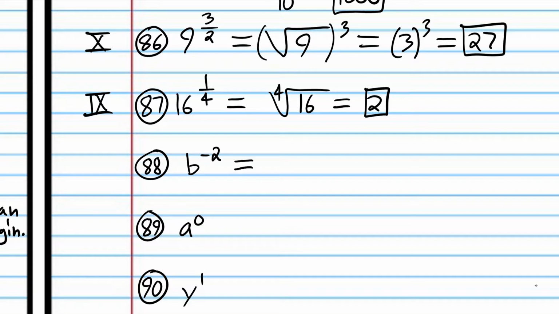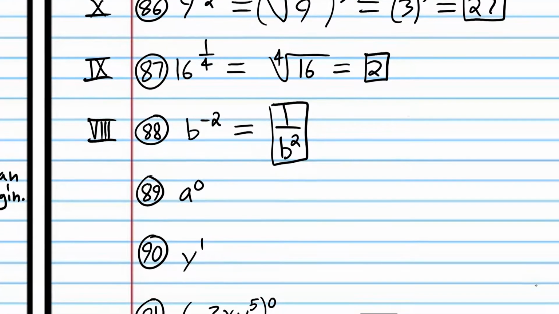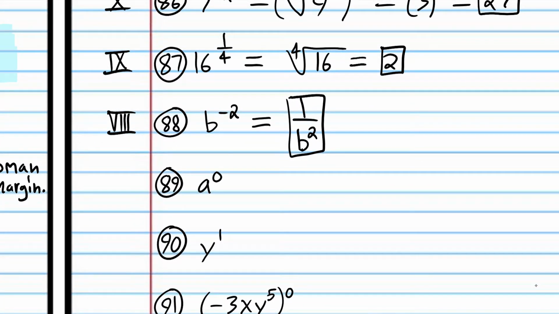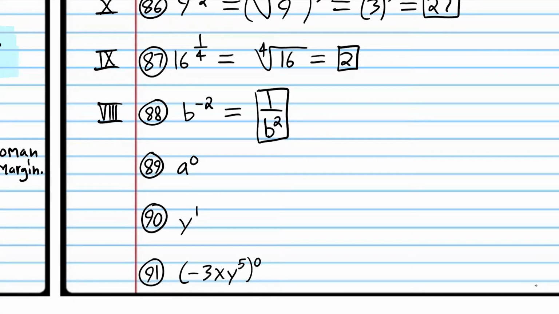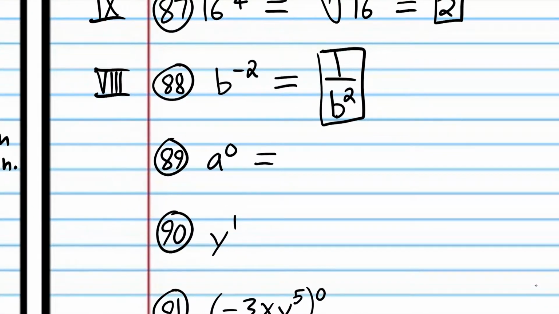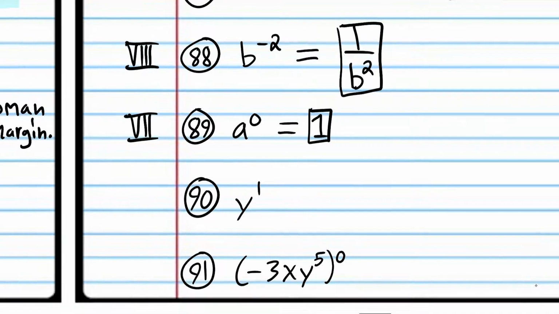All right, try number 88, and when you come back, we'll do it together. All right, we're back. So you just bring it down as a positive power, and it becomes a fraction, and there you go. That's it. So if you got that one right, good job. Okay, try number 89 and 90, and when you come back, we'll do those together. All right, we're back. Anything raised to the 0 power is just 1. So that's rule number 7. If you got that one right, good job.